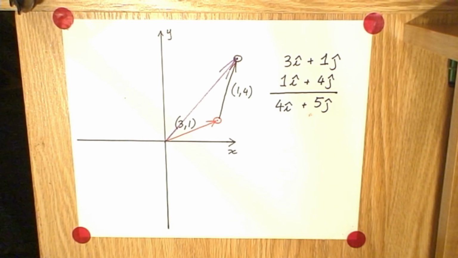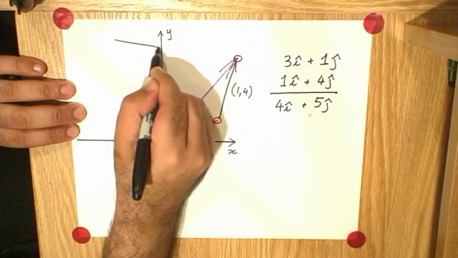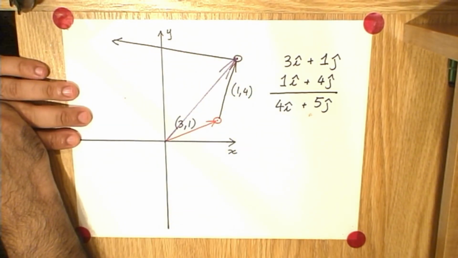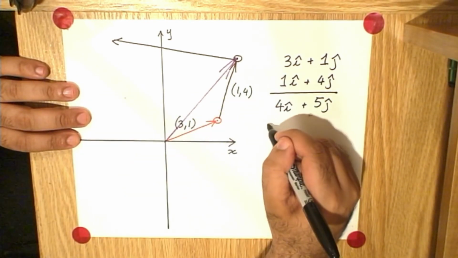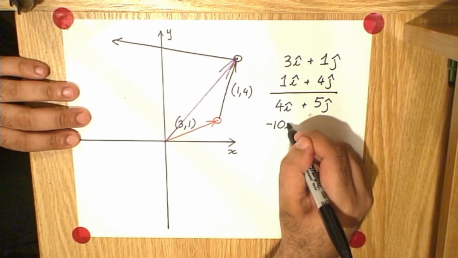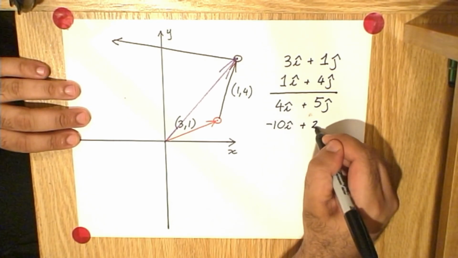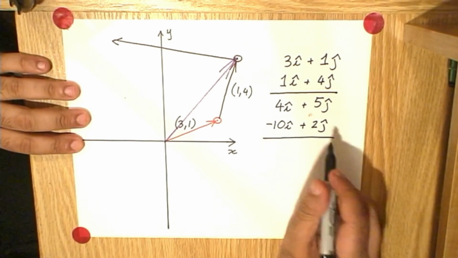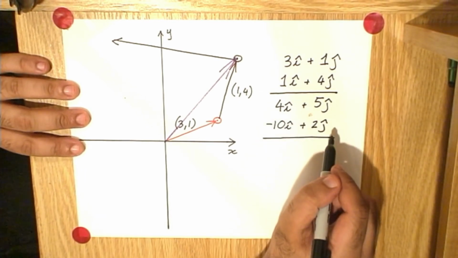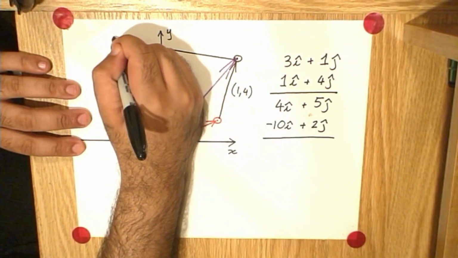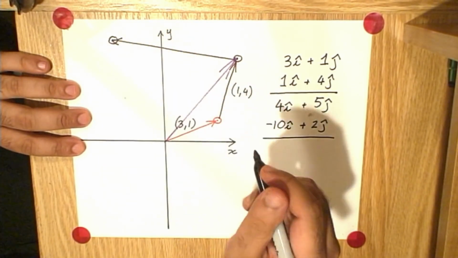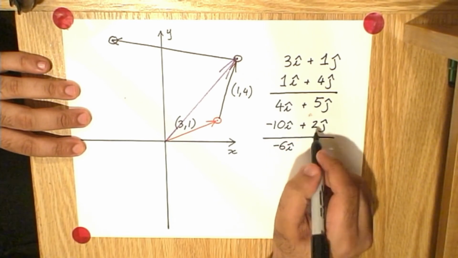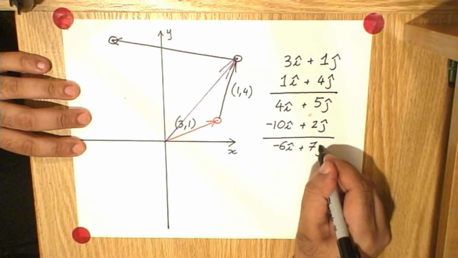Supposing I added on a third vector that points like this. Let us say that this third vector has coordinates of negative 10i plus 2j. In that case, we could add this new vector to the resultant of the first two and find out where this terminal point is with respect to the origin. Easy enough. 4 minus 10 gives us negative 6i, 5 plus 2 is 7j.